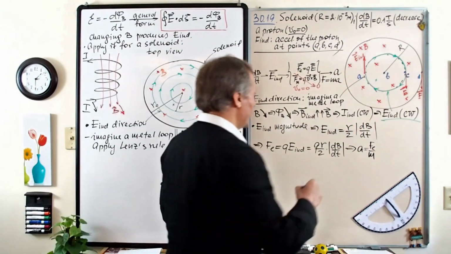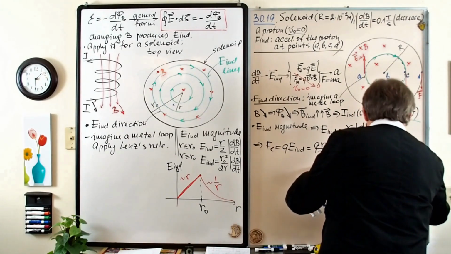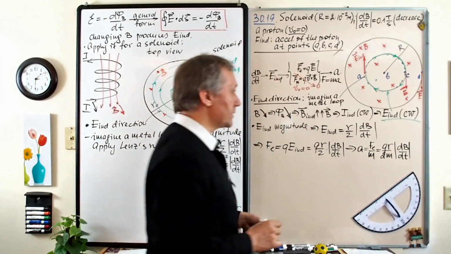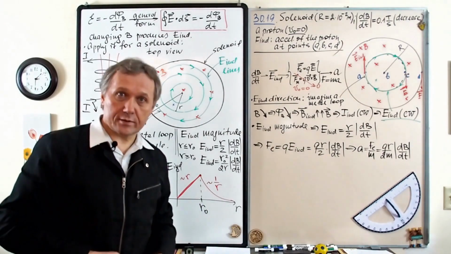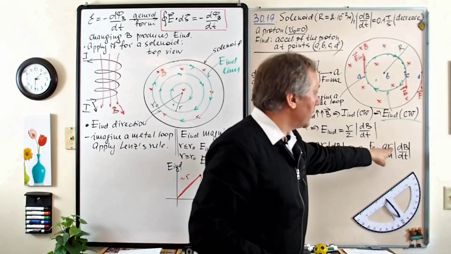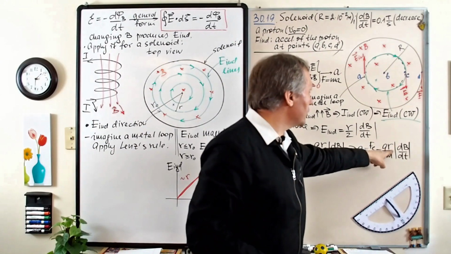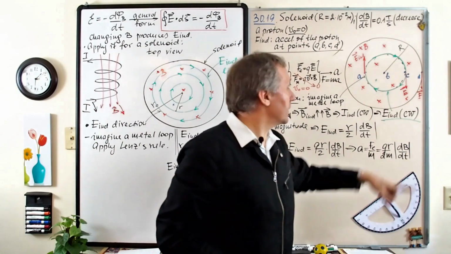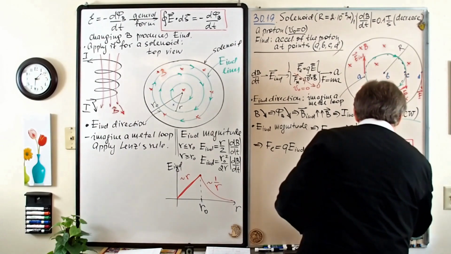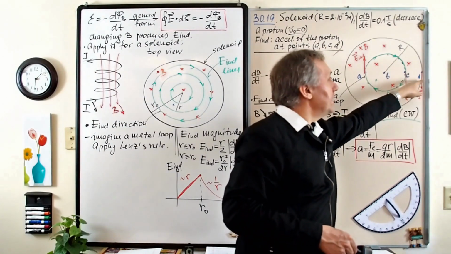F electric over m. So I will just rewrite this: QR over 2m and the rate of change of the magnetic field. That's the expression for the acceleration. This is acceleration correct at any point inside of the solenoid. R is the variable. R can change from 0 all the way to R capital. Now we just need to apply this formula for all 4 points, A, B, C, and D.